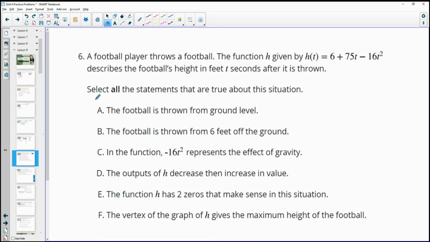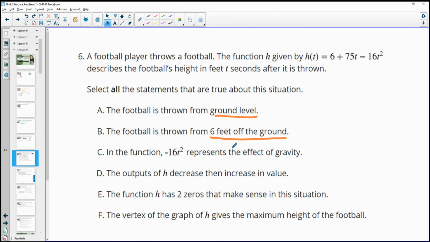Number 6, a football player throws a football. The function h given by 6 plus 75t minus 16t squared describes the football's height in feet t seconds after it's thrown. Select all statements that are true about this situation. So A and B talk about where the football was thrown from. A says it's thrown from ground level, and B says it's 6 feet off the ground. So only one of these can be right.